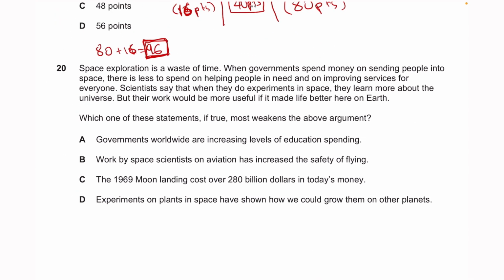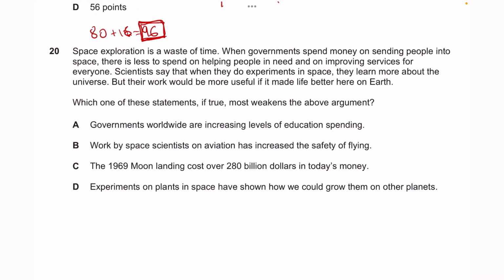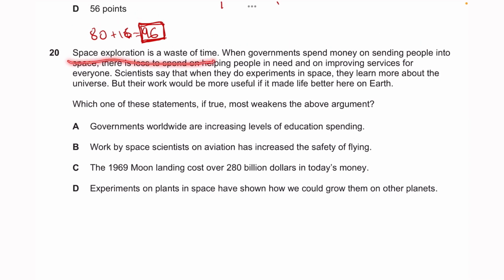Let's have a look at question 20 now. So question 20 says this: space exploration is a waste of time. When governments spend money on sending people into space, there is less to spend on helping people in need and on improving services for everyone. Scientists say that when they do experiments in space, they learn more about the universe, but their work would be more useful if it made life better here on Earth.